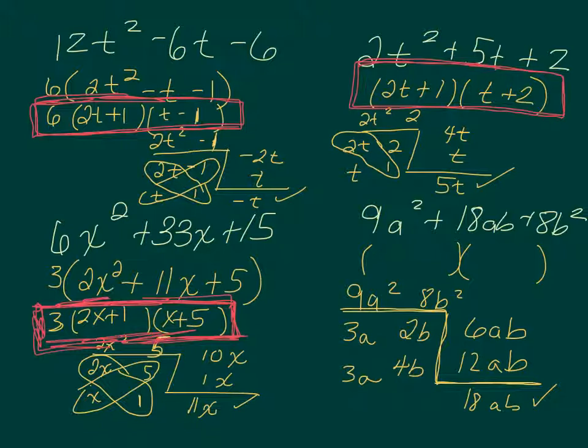If you think about it a little bit, you can. So let's see, 3a plus 4b and 3a plus 2b. And that's the full factored form.